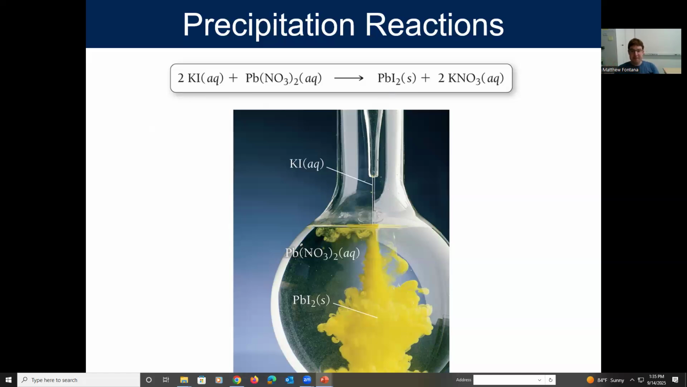Okay. The reason we see the lead iodide is because it does not get dissolved, but it exists as a solid. Okay. And so it's going to eventually settle down to the bottom of the glass container, and it's not going to get dissolved.